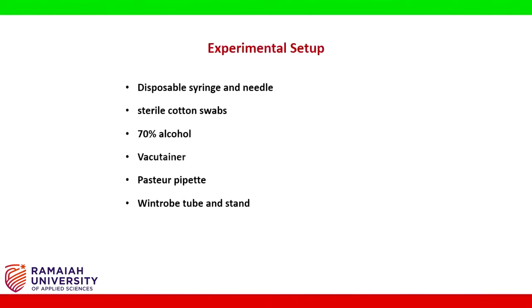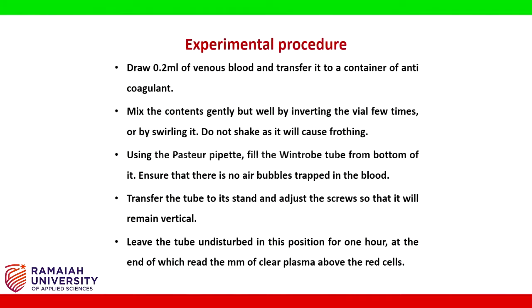Experimental setup: disposable syringe and needle, sterile cotton swab, 70% alcohol, vacutainer, Pasteur pipette, Winthrop tube and stand. Experimental procedure: draw 2 ml of venous blood and transfer it to a vacutainer containing anticoagulant. Mix the contents well by gently inverting the vial a few times or by swirling it. Do not shake as it may cause frothing.